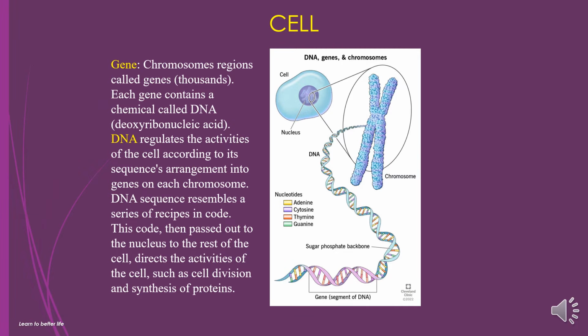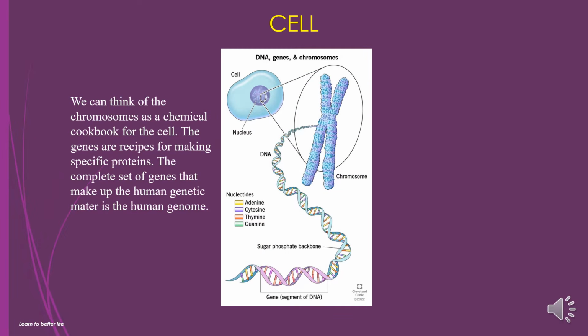Gene. Chromosomes have regions called genes, thousands of them. Each gene contains a chemical called DNA, deoxyribonucleic acid. DNA regulates the activities of the cell according to its sequence's arrangement into genes on each chromosome. DNA sequence resembles a series of recipes in code. This code, then passed out of the nucleus to the rest of the cell, directs the activities of the cell, such as cell division and synthesis of proteins.